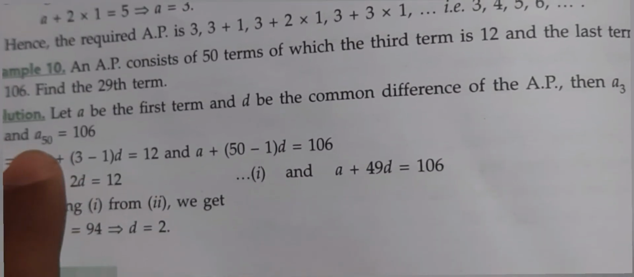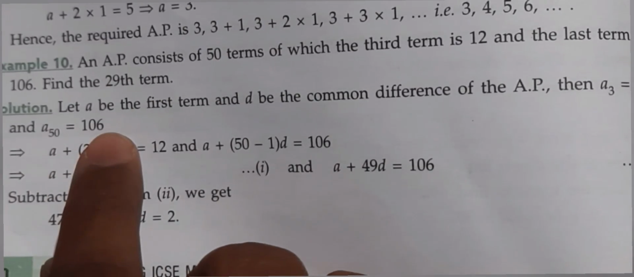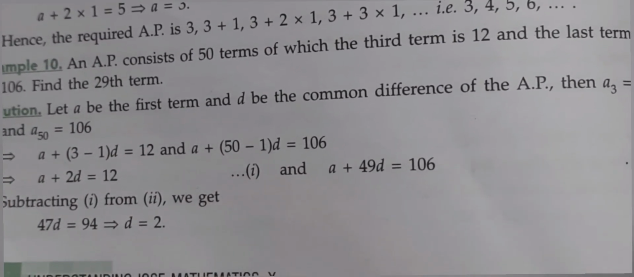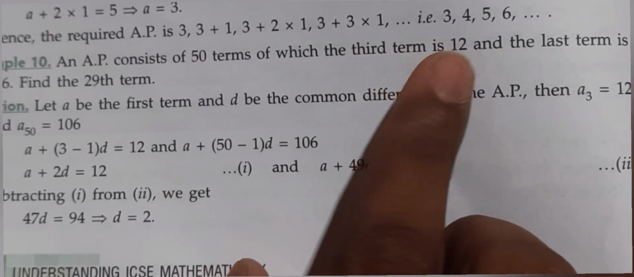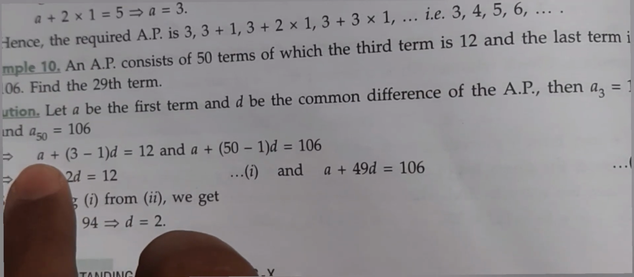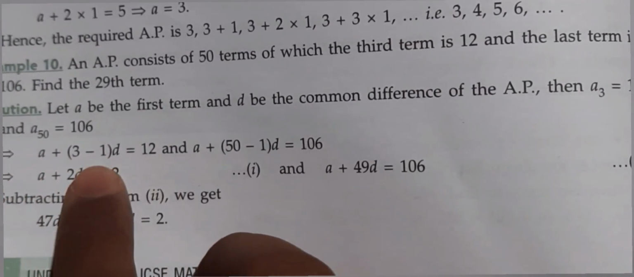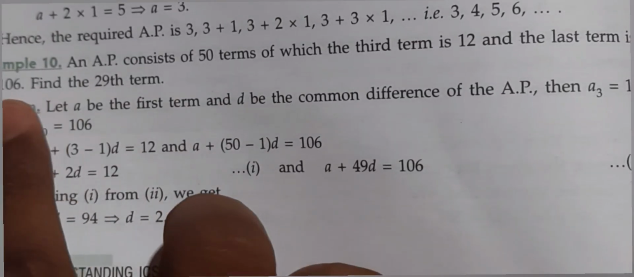So we know that the 50th value will be 106. They told us already 106. Now they are saying that the third term value is 12, means a of 3 is equal to 12. So a of 3 means a plus (3 minus 1)d is equal to 12. You understood what I'm trying to say? So a plus 2d is equal to 12. And the 50th value is how much?